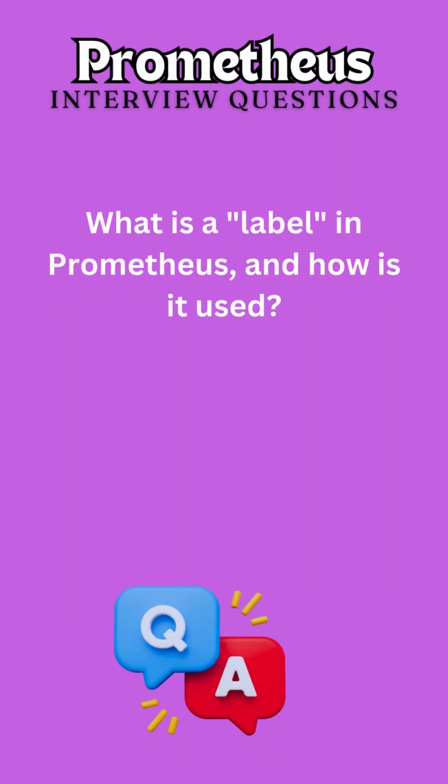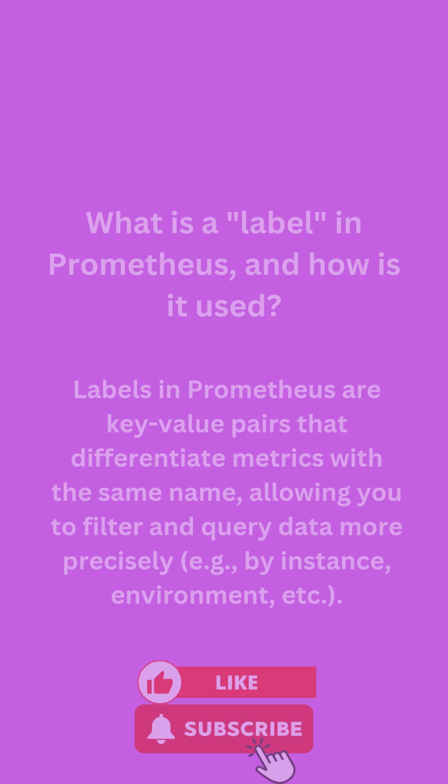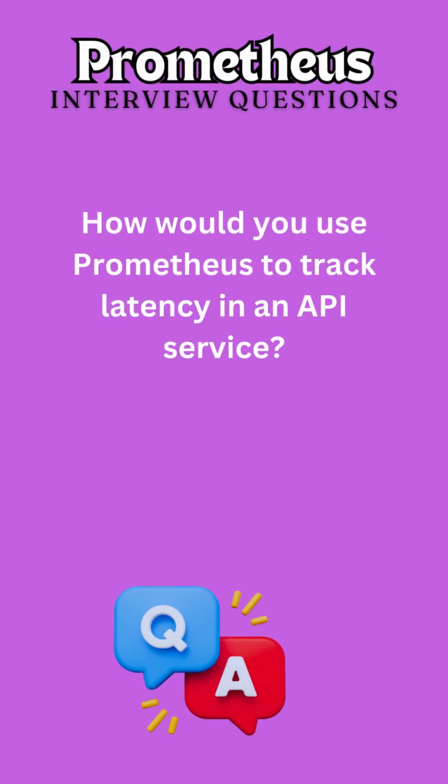What is a label in Prometheus, and how is it used? Labels in Prometheus are key-value pairs that differentiate metrics with the same name, allowing you to filter and query data more precisely, for example, by instance, environment, etc. How would you use Prometheus to track latency in an API service?